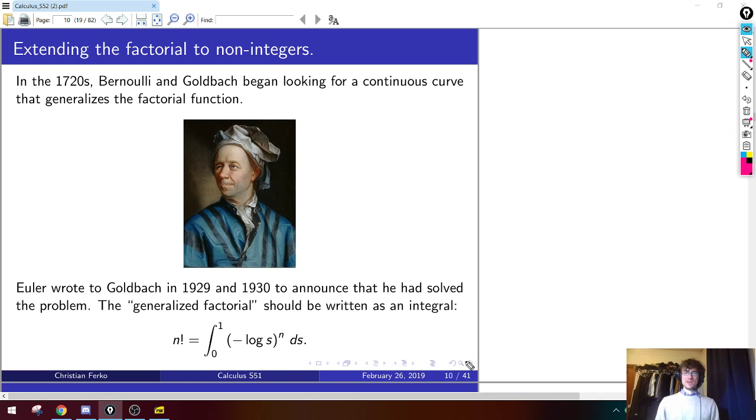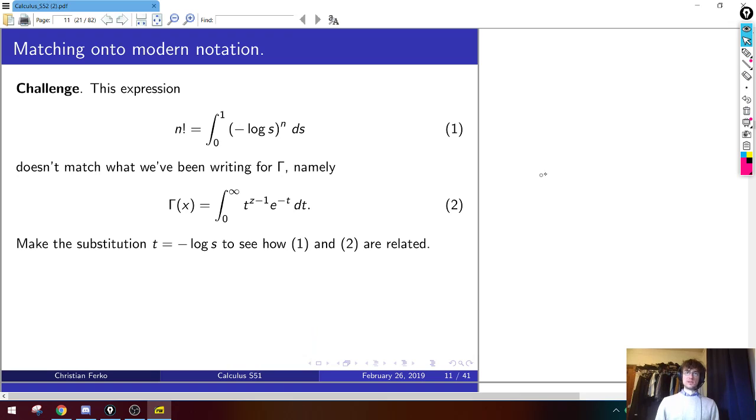So anyway, the first form in which Euler wrote down the solution to this problem, the generalized factorial, which later became the gamma function, looks very different from the way that we wrote it last time, with t to the z minus 1, e to the minus t. So just as a historical exercise, I'll challenge you to show that this first way that Euler wrote the gamma function is actually equivalent, after a u substitution, to the way that we wrote it last week. So that'll be this challenge.